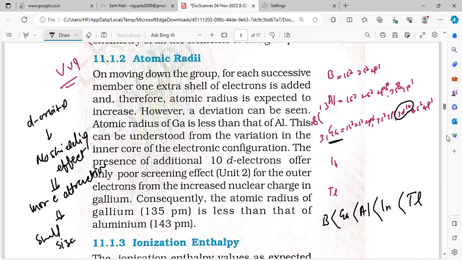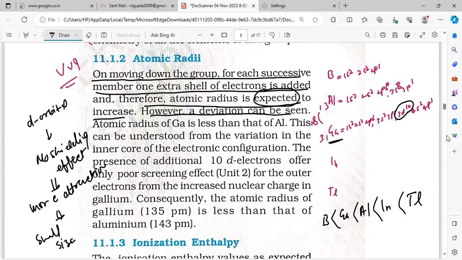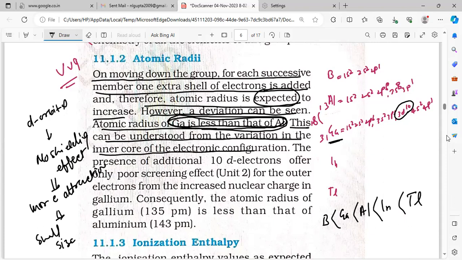So here you see, on moving down the group, for each successive member one extra shell of electrons is added. Therefore, atomic radius is expected to increase. Here, the word they use is expected to increase. However, a deviation can be seen: atomic radius of gallium is less than aluminum. Gallium is having less than aluminum. Getting? Yes or no? Yes.